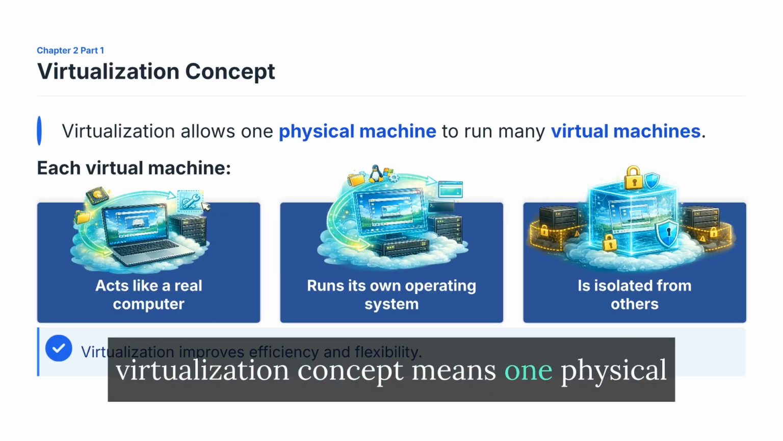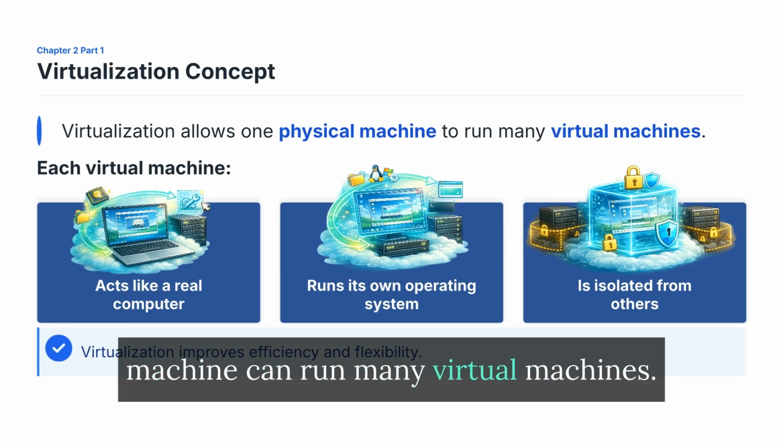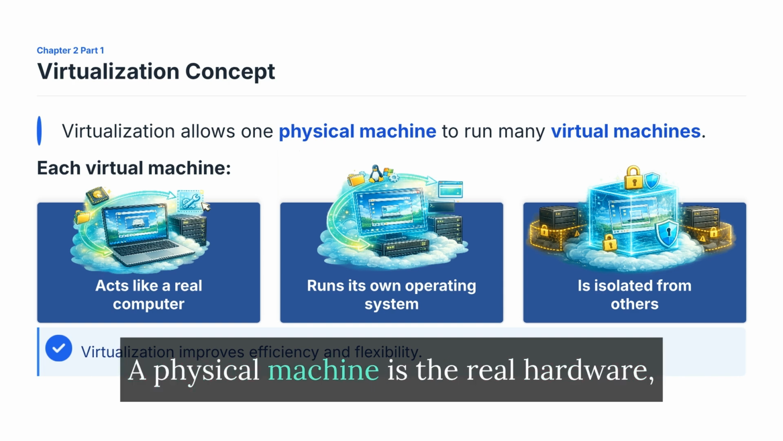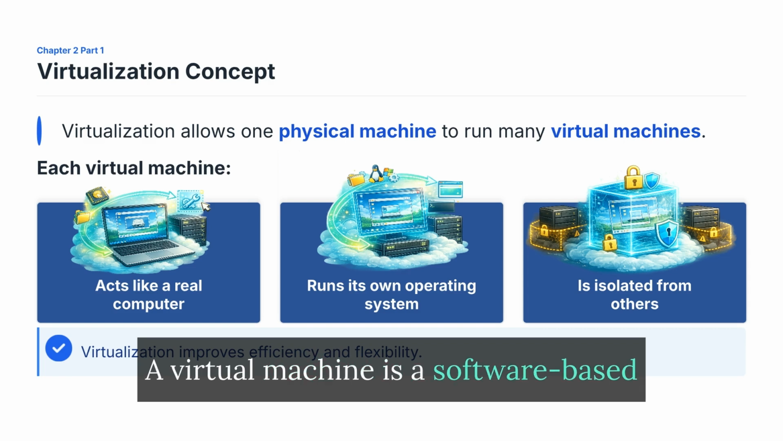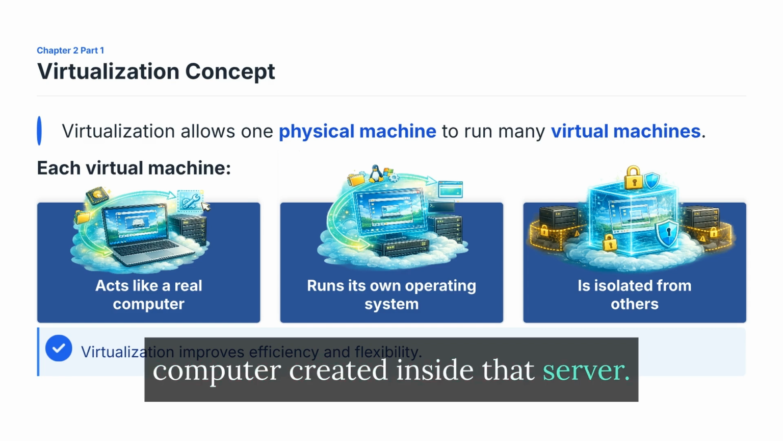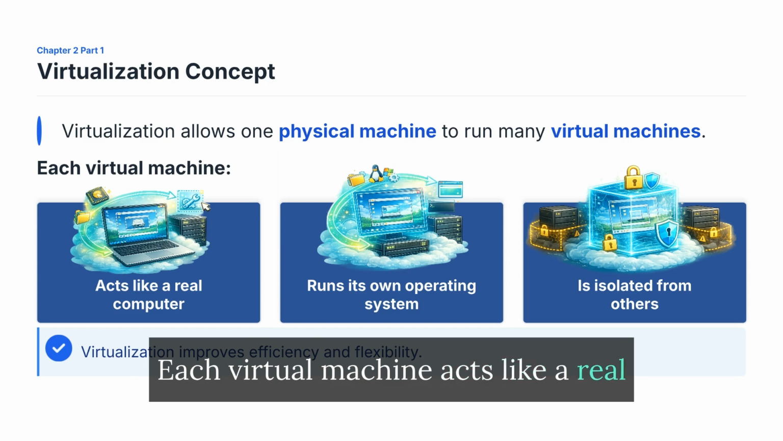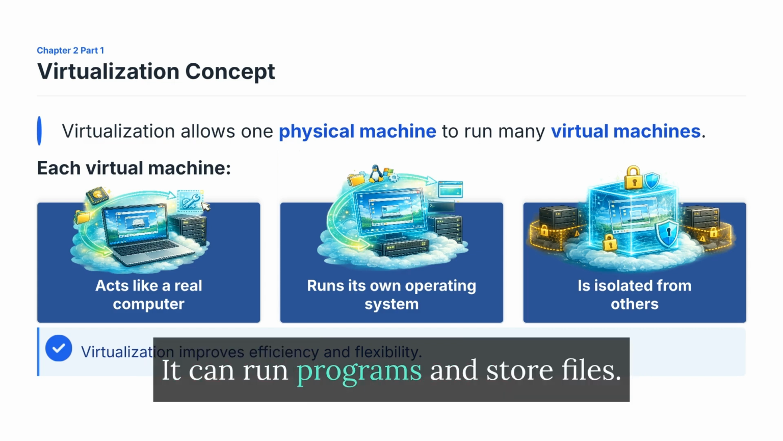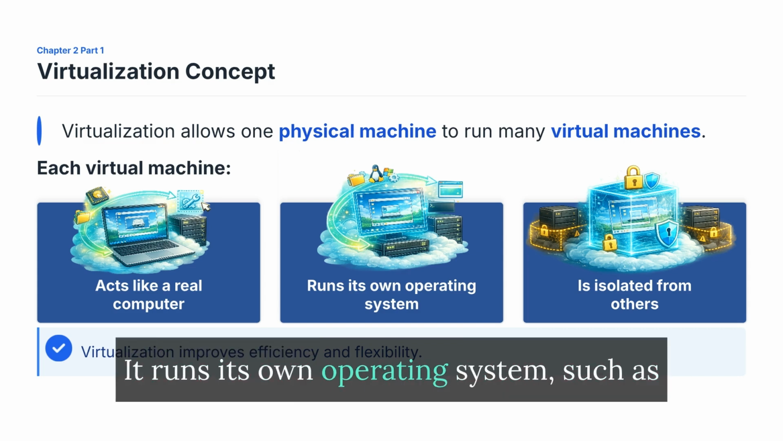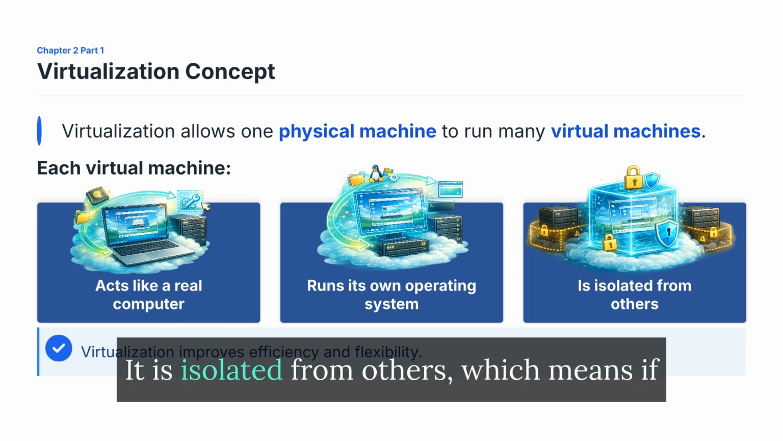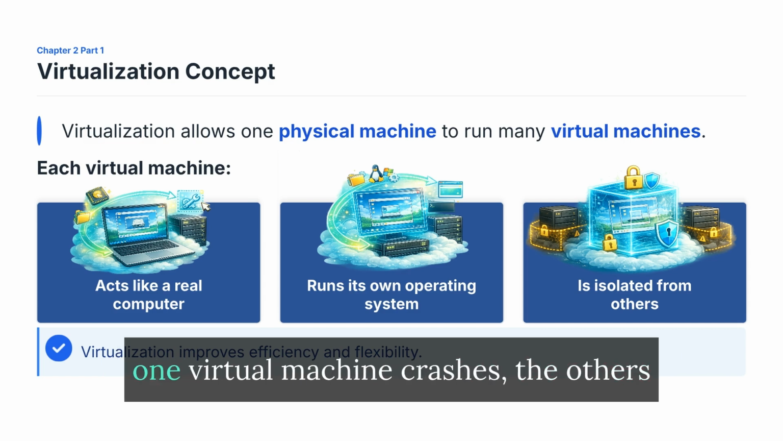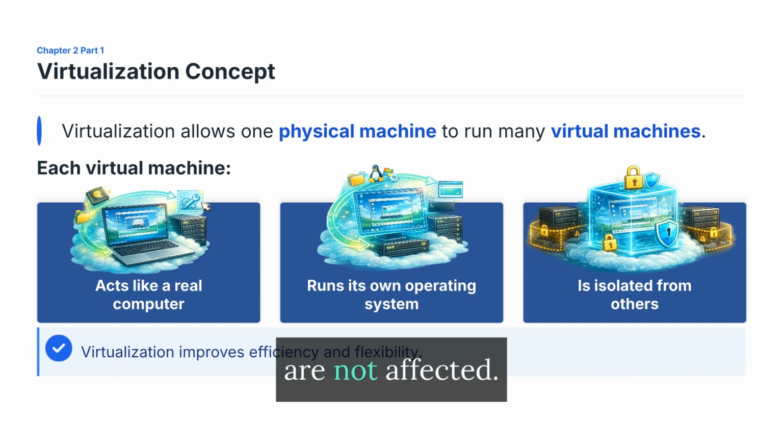Virtualization concept means one physical machine can run many virtual machines. A physical machine is the real hardware, like a server. A virtual machine is a software-based computer created inside that server. Each virtual machine acts like a real computer. It can run programs and store files. It runs its own operating system, such as Windows or Linux, separately from others. It is isolated from others, which means if one virtual machine crashes, the others are not affected.